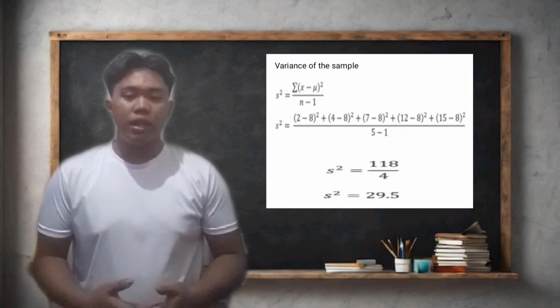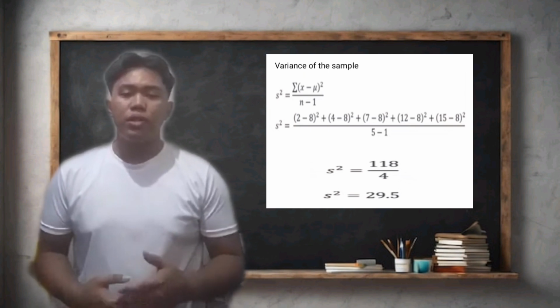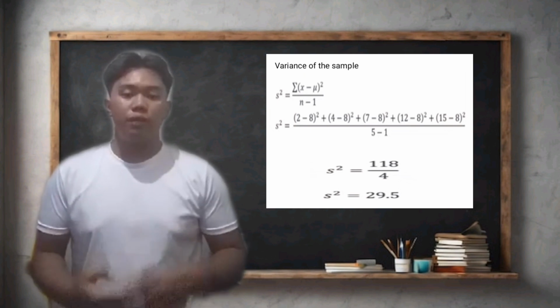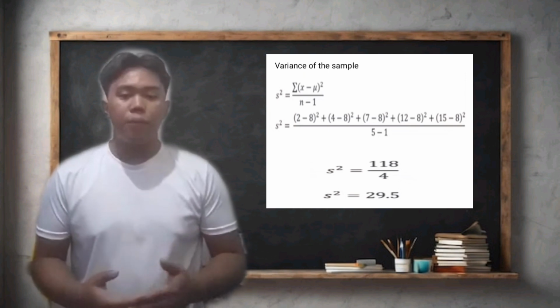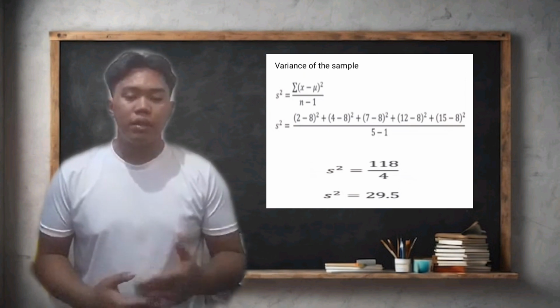So the equation again here is s to the power of 2 equals (2 minus 8) to the power of 2 plus (4 minus 8) to the power of 2, and so on and so forth, to come up with our answer. So again, s to the power of 2 equals 118 over 4.